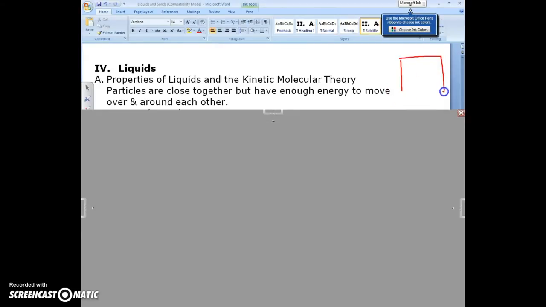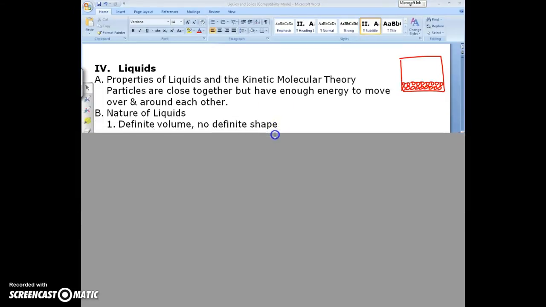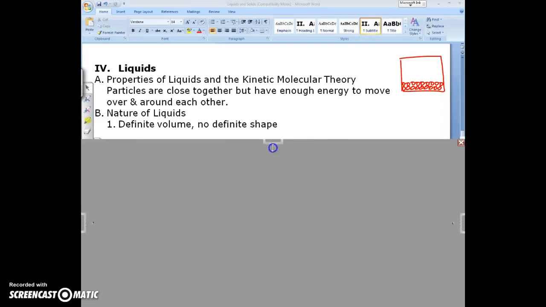If we look at our particle model, here is what a liquid would look like. Particles are still really, really close together, but they can move over and around each other. And that also gives them the ability to flow. So the nature of liquids, from your middle school definition, is that they have a definite volume, but no definite shape. They will take the shape of any container, but 50 milliliters in one container is 50 milliliters in another container.